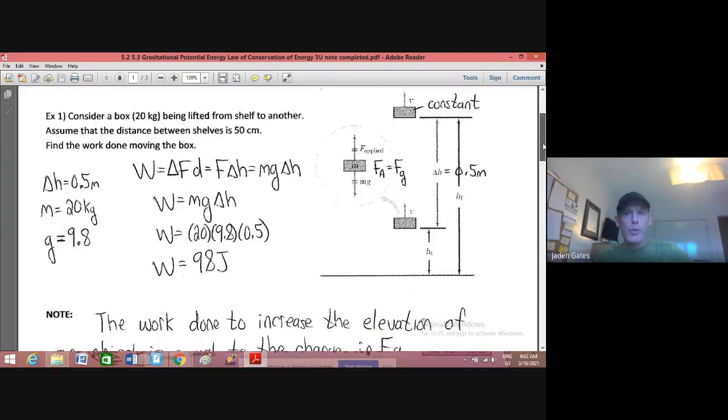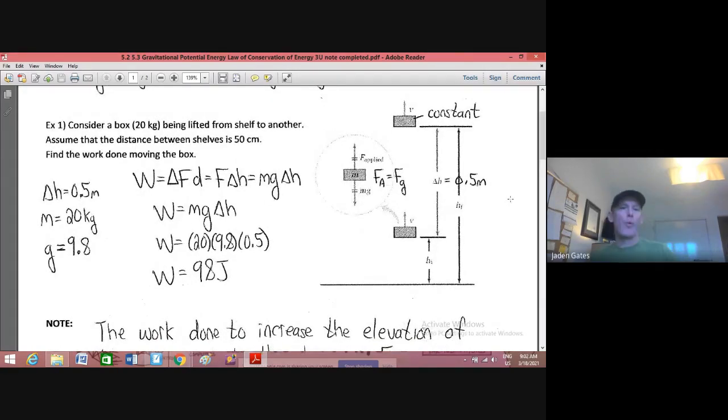Now, as we looked at last day with the work energy theorem, when you put work into something, you're changing its energy, because work is the ability to transfer energy. Example 1: consider a 20 kilogram box being lifted from one shelf to another. Assume the distance between the shelves is just 50 centimeters, as in my diagram, which in standard units is 0.5 meters. Find the work done moving the box.